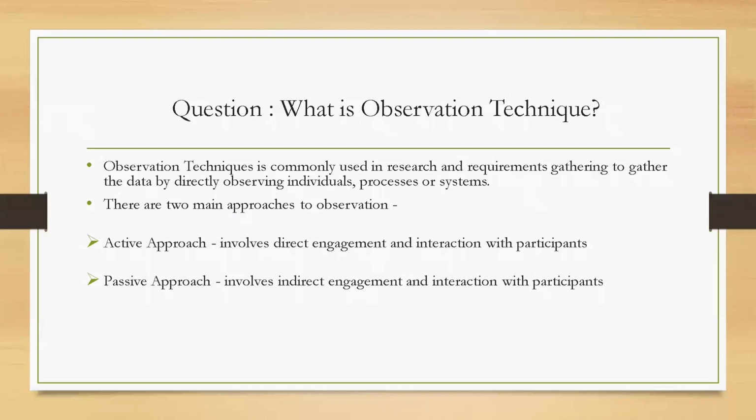Active means as a BA, we should involve and directly engage with all the stakeholders, and we will work in the projects. There will be direct interaction with all the participants in the organization or project team. And passive means we don't directly involve in the project. There will be no interaction between the participants and us. Here we just observe the things and learn how it is going. That's how we can add the differences between these two approaches of the observation technique.